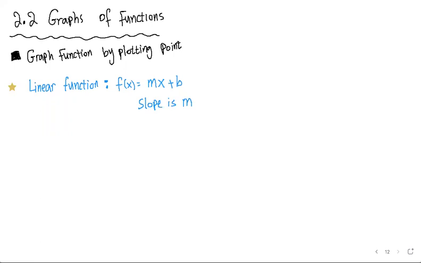Like last time I said, if m is positive, if the slope is positive, it will be like this. If the slope is negative, it will look like this. Here b is the y-intercept. So the graph of this function, like from last time, looks like this.